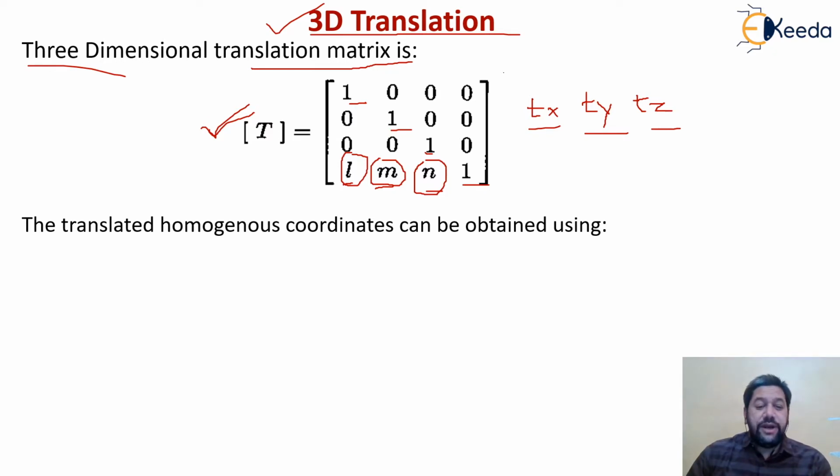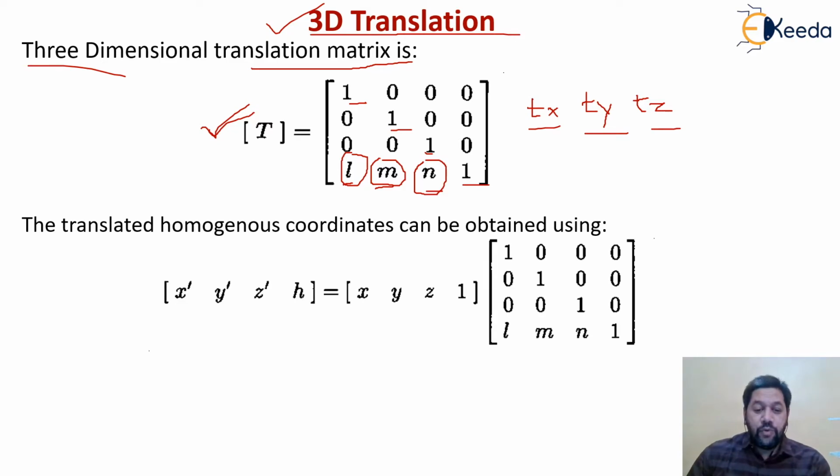Now, how do I get the translated homogeneous coordinate? This is my transformation matrix, which we just saw is used for the 3D translation. This is my original object, x, y, z, and 1. This is my transformation matrix, and this is the expected output, my transformed point or transformed object.